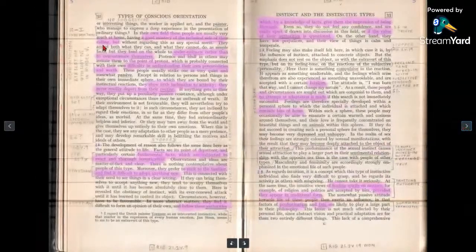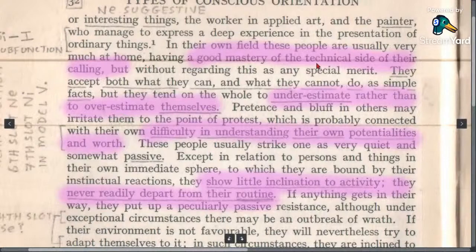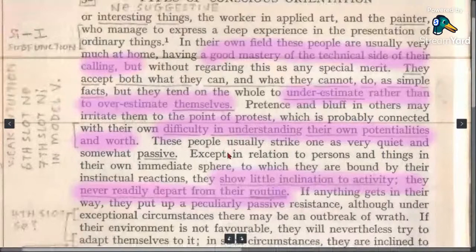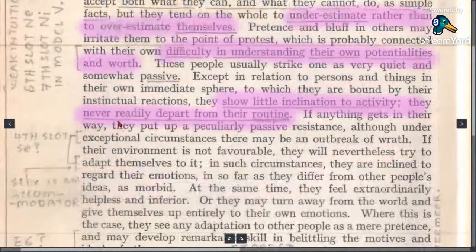Right. And then we have here: good mastery of the technical side of their calling. Again, if they're STs, rather than ISTJ, yeah, they're going to underestimate rather than overestimate themselves. Weak NI. Difficulty in understanding their own potentialities and worth. Weak intuition in general. Little inclination to activity. They rarely depart from routine. Guardian AF.